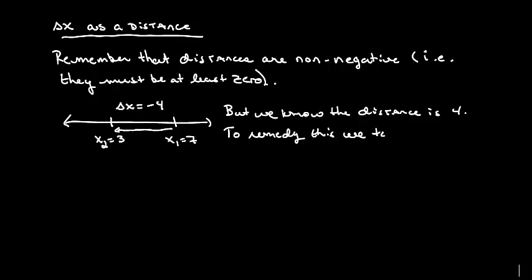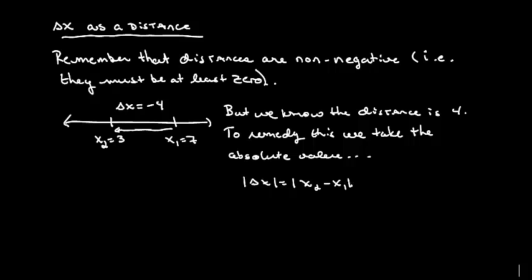So all we have to do to remedy this situation is just take the absolute value of that number. So if we take the absolute value of delta x, which is x2 minus x1, then we'll get the right value here. Oops, I got to reverse the order there. I got this in the wrong order. Now you could take x2 minus x1 or x1 minus x2. It doesn't matter. The absolute values are the same. So the absolute value of x2 minus x1 is the same as the absolute value of x1 minus x2.